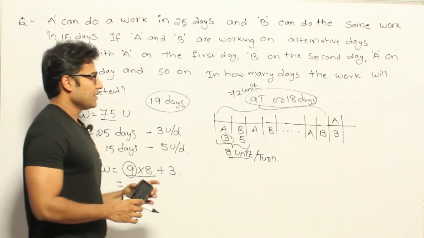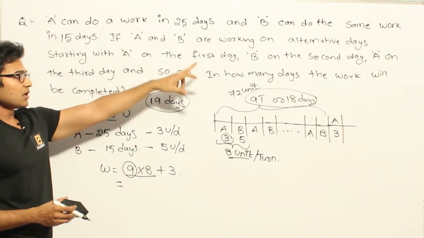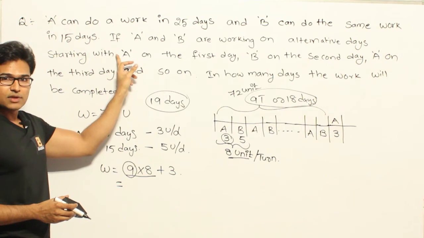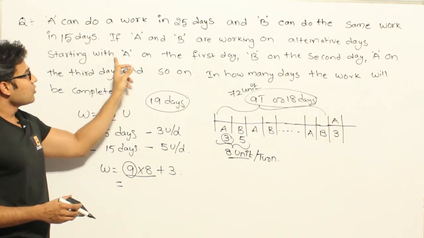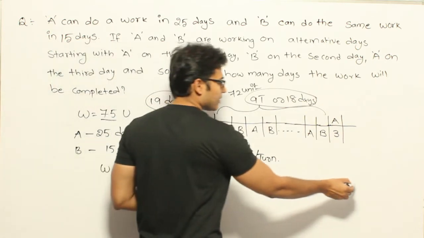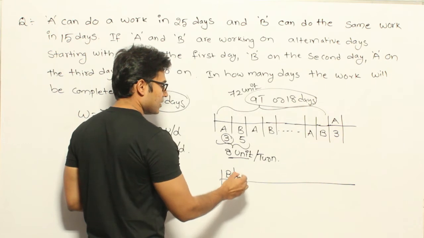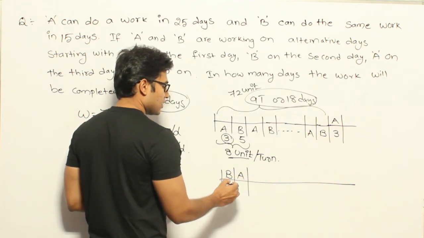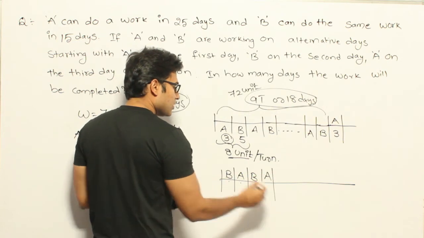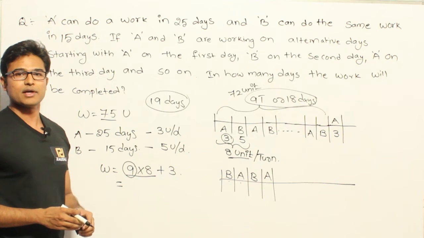And now let us imagine that instead of giving it this way, A and B are working on alternate days starting with B. Assume that instead of giving it as starting with A, it would have been given as starting with B, which means the sequence would have been like this: B started the work and then A did it. First day, second day, again B, third day, fourth day. So if this is the way they were working, let's try to find out the total number of days required.